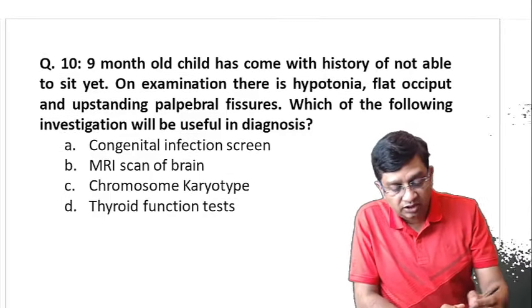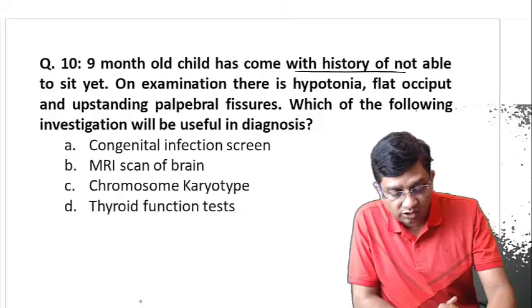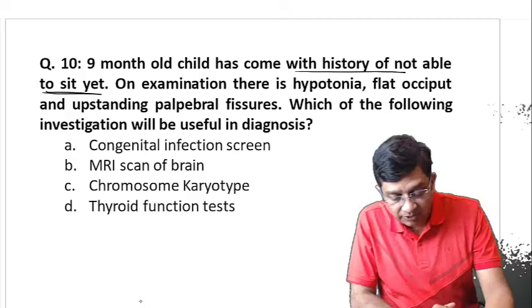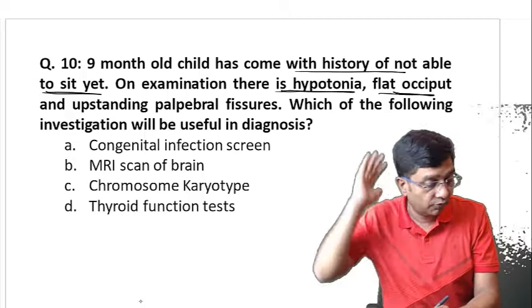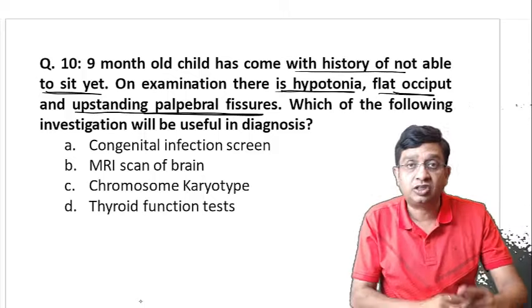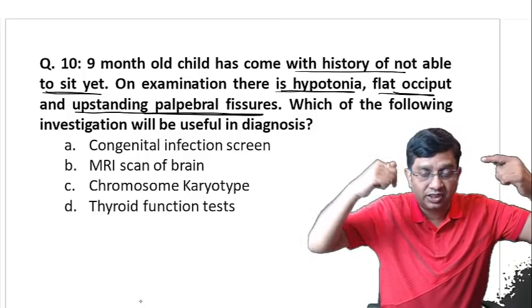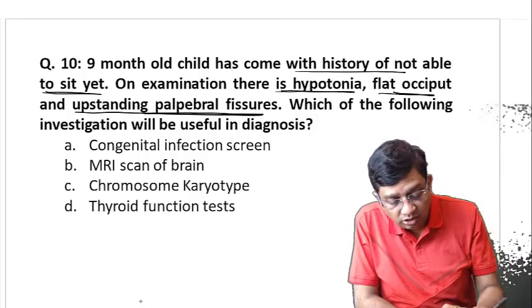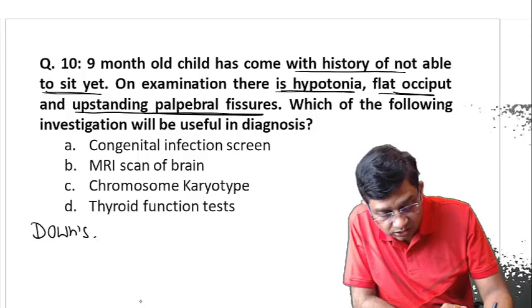Now here we say a 9-month-old child has come with history of not able to sit yet, right? So that means there is a delayed developmental milestone. There is hypotonia, one thing, flat occiput, that is there, upstanding palpebral fissure. So the palpebral fissure has become like this, upward slant or upstanding, and plus hypotonia plus flat occiput. All these findings can be seen in a child of Down syndrome.